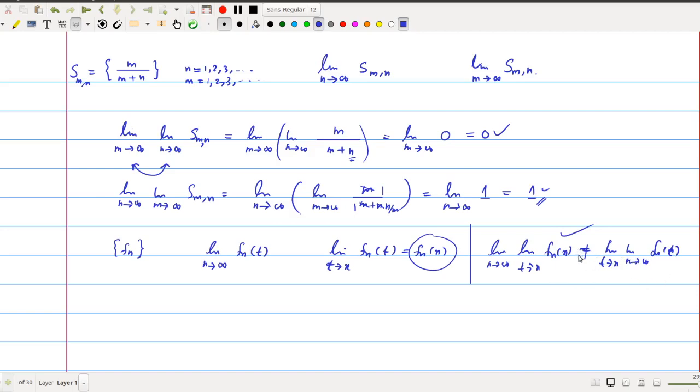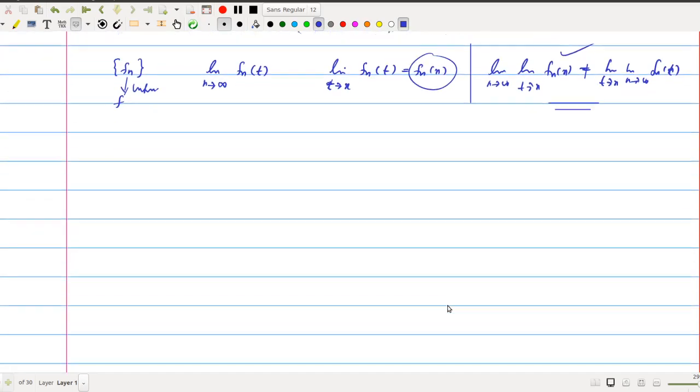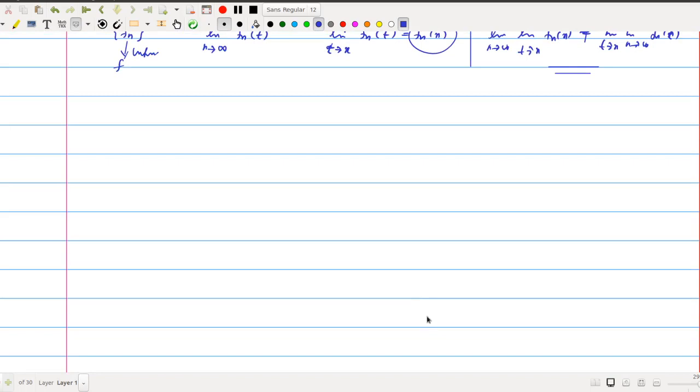But this is the connection of uniform convergence to continuity. If we assume that f_n converges to f uniformly, then we can expect the result that these will be the same. This is what we discuss in the next theorem, Theorem 7.11, which shows that the limit can be interchanged in the case of uniform convergence.